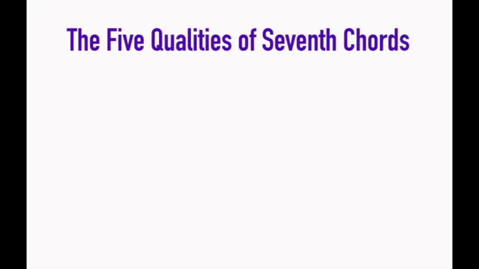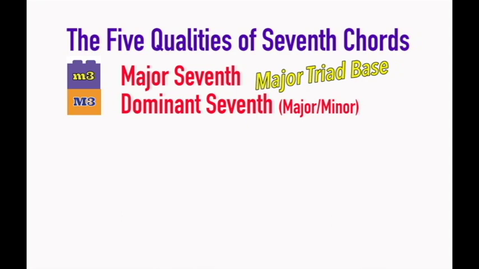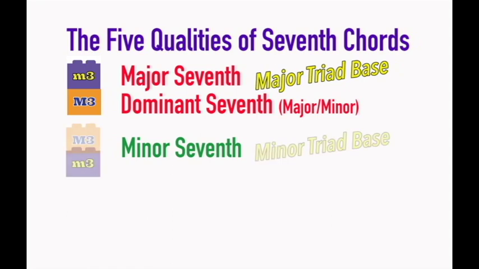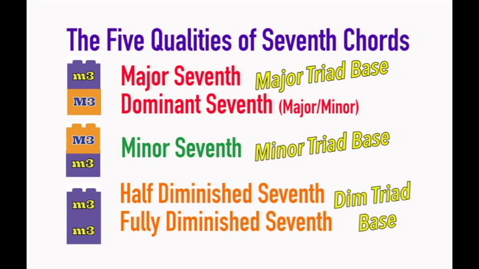It can be very helpful to memorize the 5 qualities of seventh chords, understanding what triad is at the base of each. We can break it down into 3 categories. The first, the major seventh and the dominant seventh chord, sometimes called the major-minor, have the major triad as its base. The third quality, the minor seventh chord, is the only one that has a minor triad as its base. And the remaining two, the half diminished seventh and the fully diminished seventh, both have a diminished triad at its base.